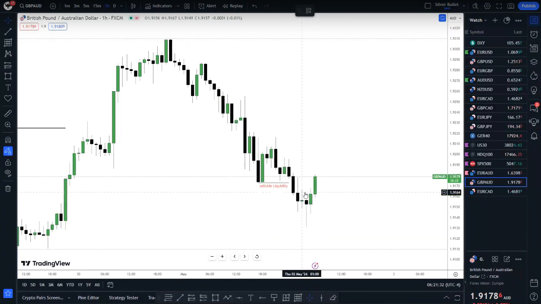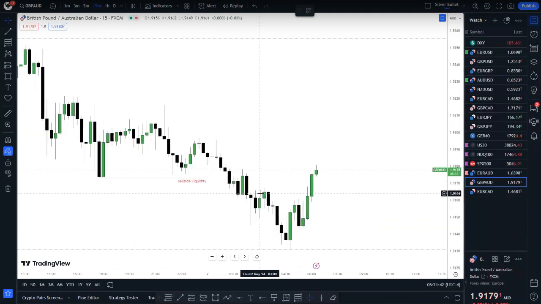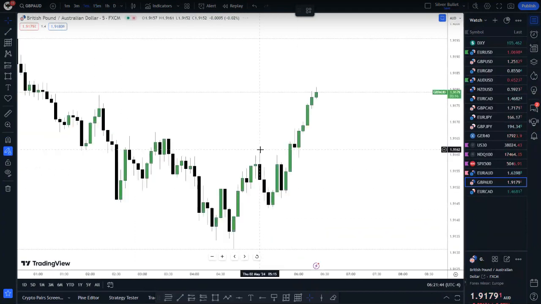So 5 minutes chart. Let's go down to the 5 minutes chart. Should we go to 15? Yeah, 15 looks good. We took out this high, but now let's go back. Yeah, we can do the 15 minutes chart here. But now let's go back to 5. Let's go to the 5 minutes chart.